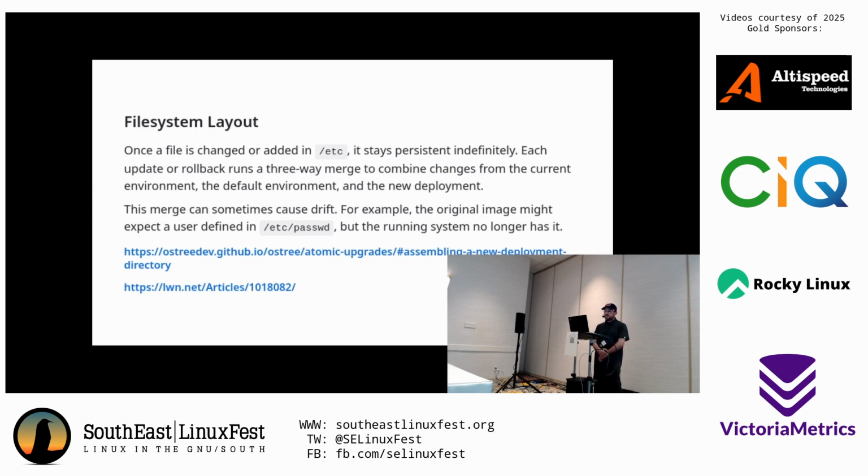When you add or modify a file in etc, it will persist indefinitely, like how you modified it. Each rollback and update performs a three-way merge to combine changes from the current environment, the default environment, and the new environment. So what this means is that the changes are actually part of the deployment. If you make a change and you have a deployment and then you do a rollback, potentially the change will be lost, because even though your change wasn't part of the new container image, your change was staged in the current deployment.